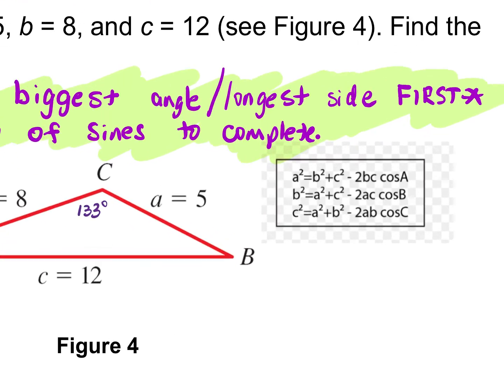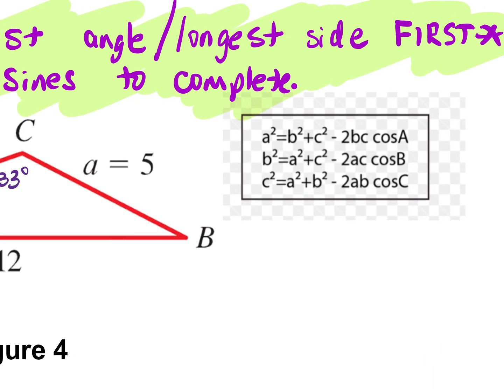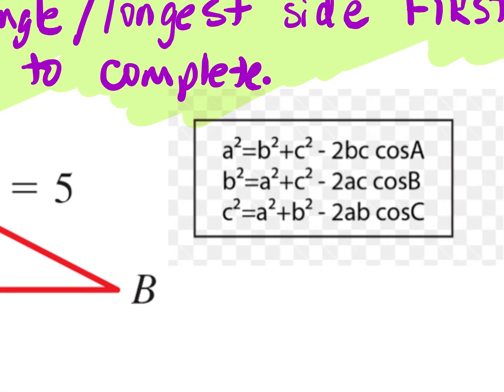And now I know you guys are looking at this and you're like, oh, it's 3 different formulas. It's really not 3 different formulas. It's the same exact formula the whole time. It's just different sides. So what you need to really take away from this is whatever side you're looking for, the cosine of that angle should be at the end of your formula.